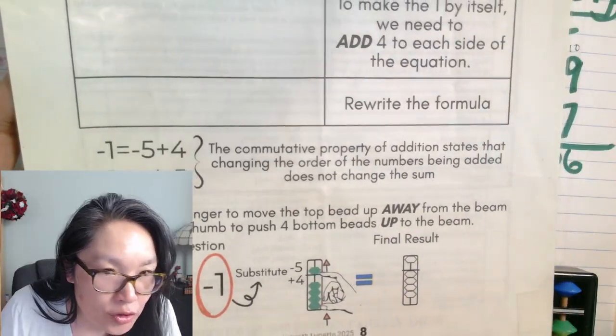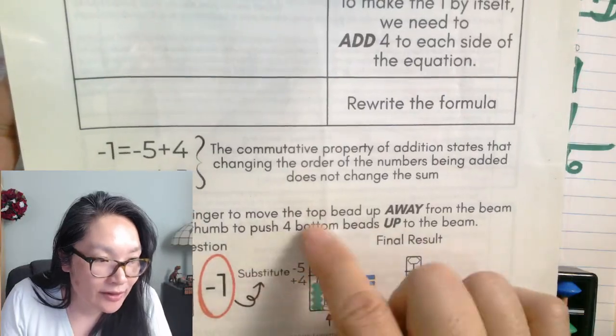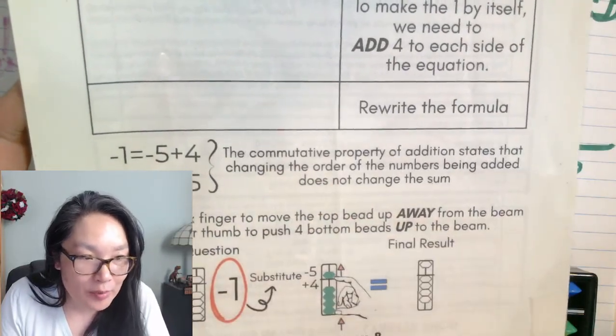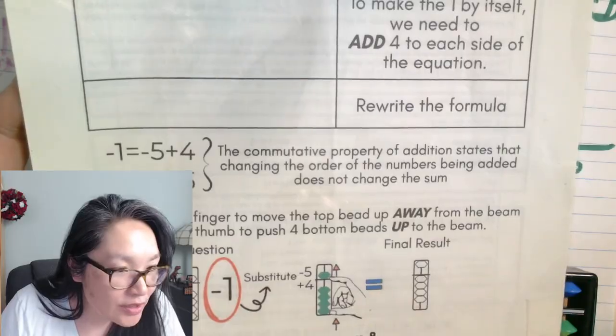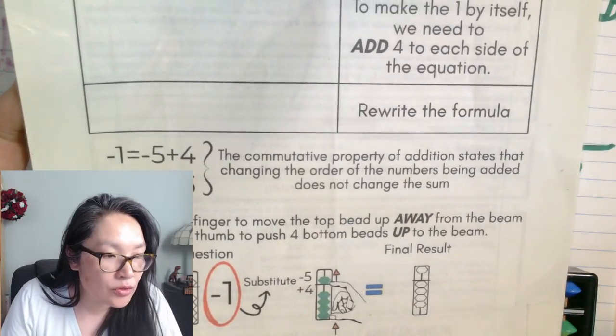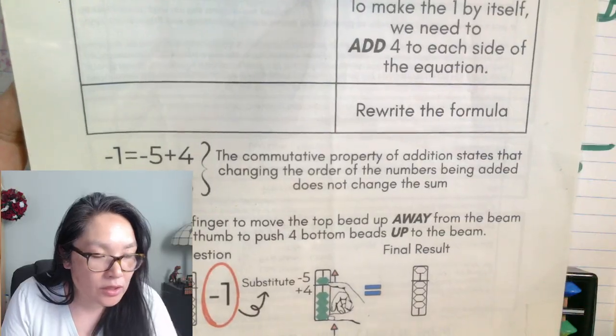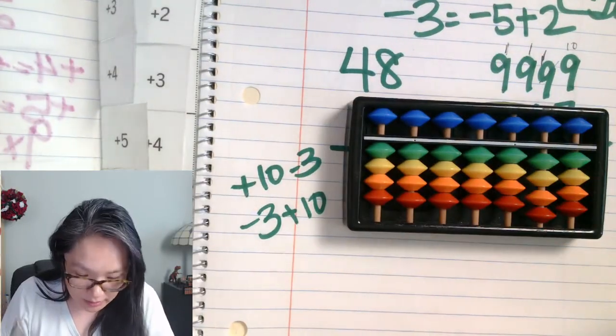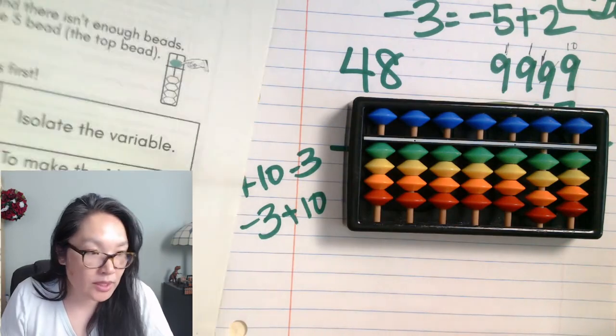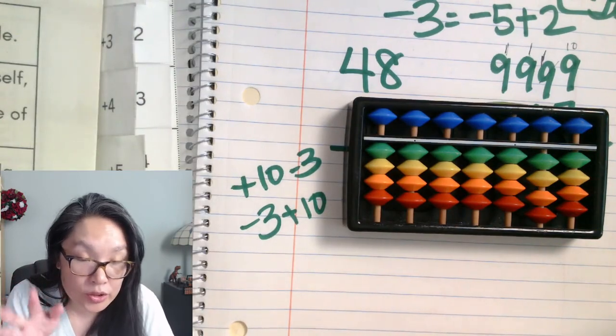Cumulative. Commutative, yeah. Commutative property. And I'm like, how do these kids do this with their fingers? They memorize the abacus in their mind. That's what they do. And to tell you the truth, it's a lot of practice.